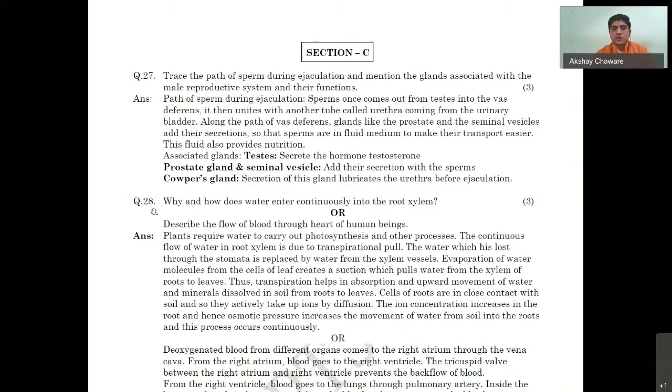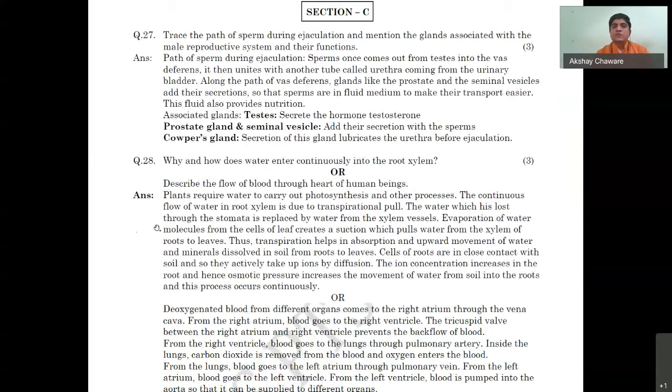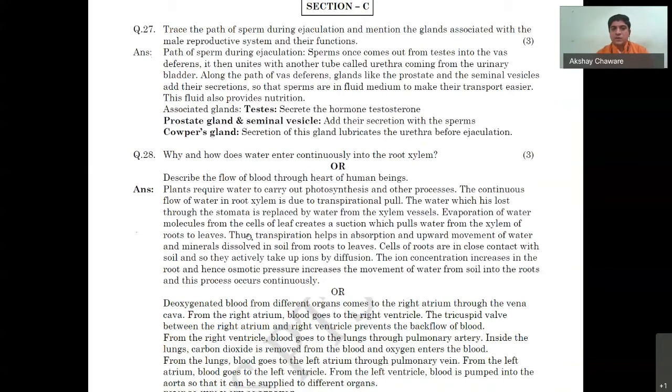Now question number 28: why and how does the water enter continuously into the root xylem? So here you have to explain the transport of water, and yes, the transpiration process also you have to explain. Answer should be in detail.